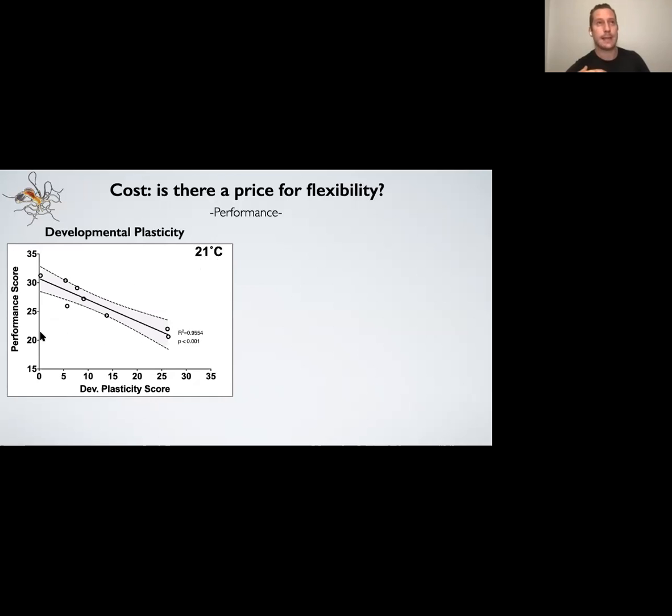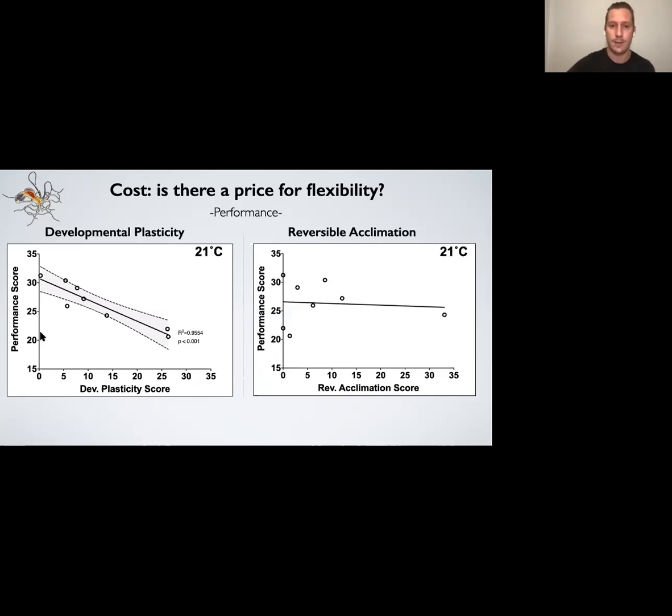Again, we're testing the downstream effects of this on things like digestive efficiency, growth rates, and traits to get us closer to how this will affect the fitness of these individuals. We don't see this trend in terms of reversible acclimation. So there doesn't seem to be this same trade-off between capacity for plasticity and performance.